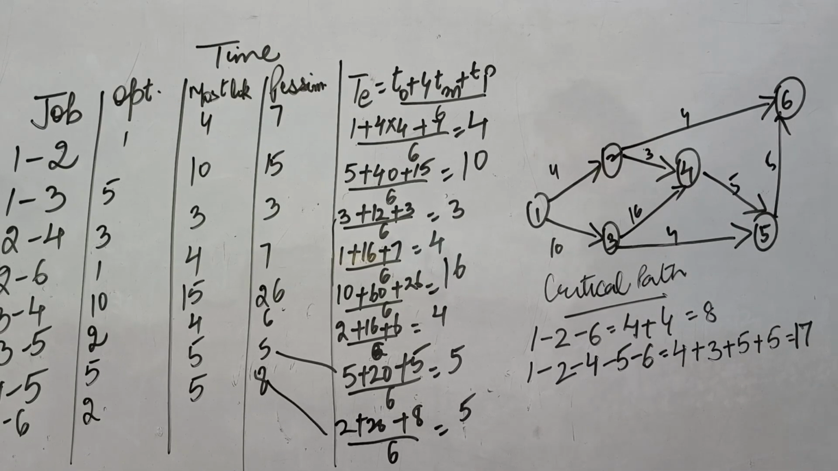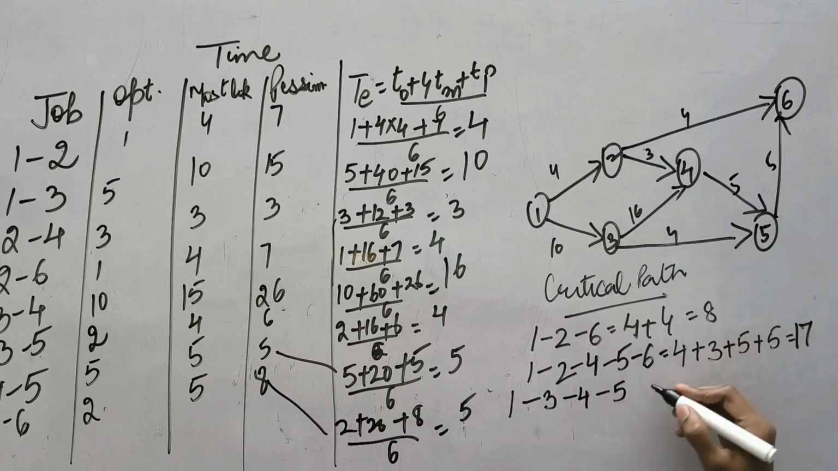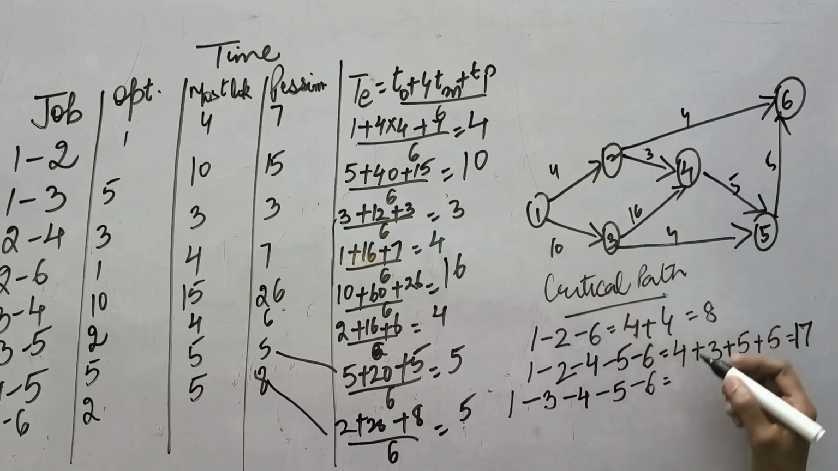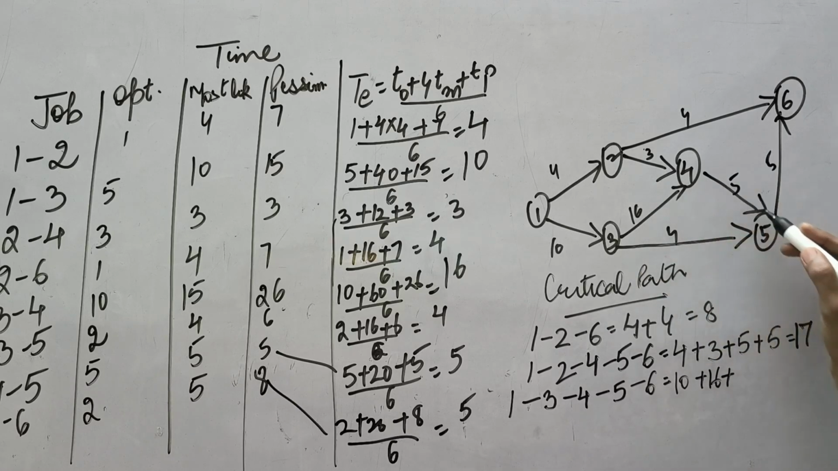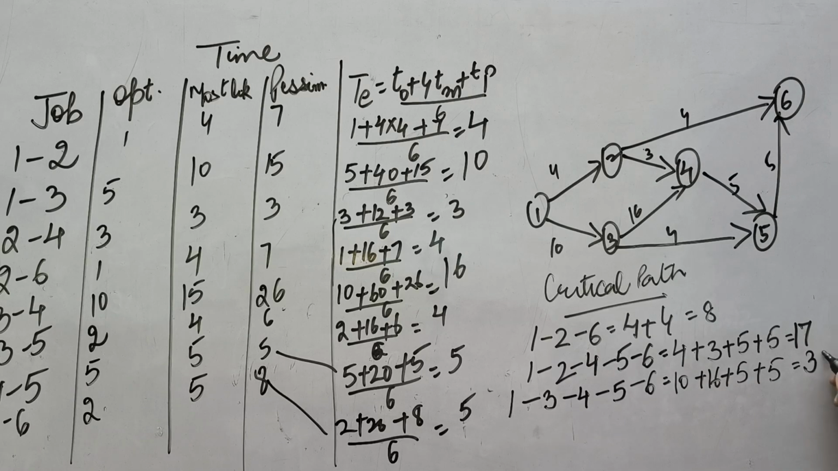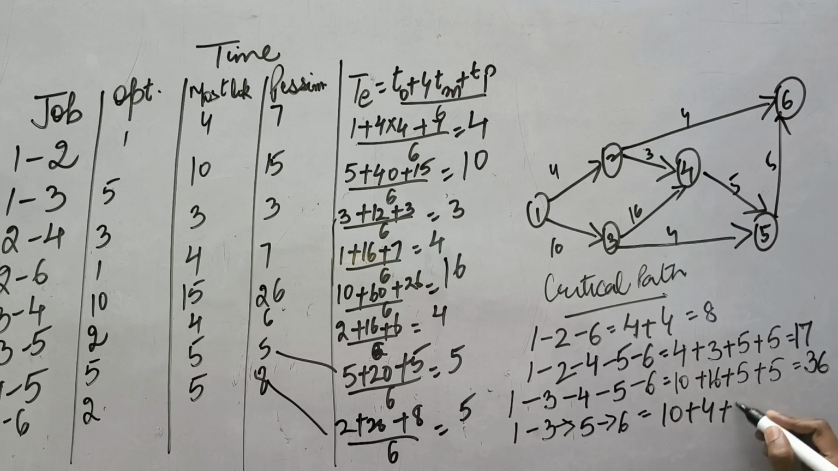So it will be 17 days. The next critical path can be from 1 to 3, 3 to 4 and 4 to 5, then 5 to 6. So 1 to 3, 10, 3 to 4, 16, 4 to 5, 5 and then again 5. It comes out to be 36 days. Next critical path can be from 1 to 3, 3 to 5 and then 5 to 6. 10, 4, 5, 19 days.